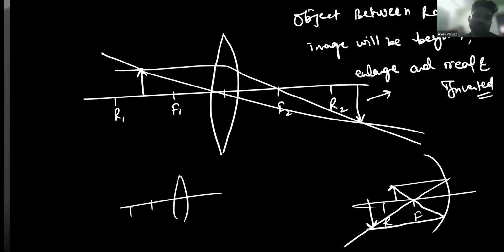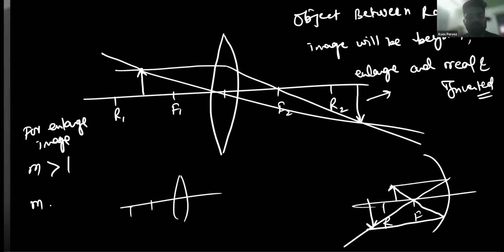Yes, sir. Okay, it is a real image, and it is an enlarged image. So tell me, will the value of magnification be greater than 1, equal to 1 or less than 1? More than 1. Yes, for an enlarged image, magnification is greater than 1, and magnification is negative for real images. Okay, keep in mind. Got it?